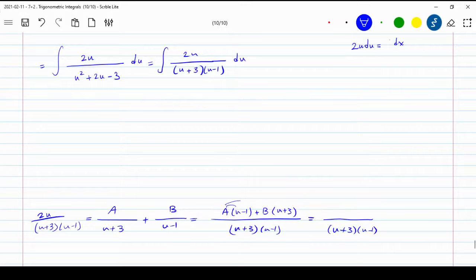Here I distribute these. I'll get au minus a plus bu plus 3b. And now I compare. Now I factor the terms that contain u. It would be a plus b. And the terms that are left over are minus a plus 3b. So now I compare these 2 sides of the fraction. Sorry, this is not supposed to be x. This is supposed to be u. There's no x.